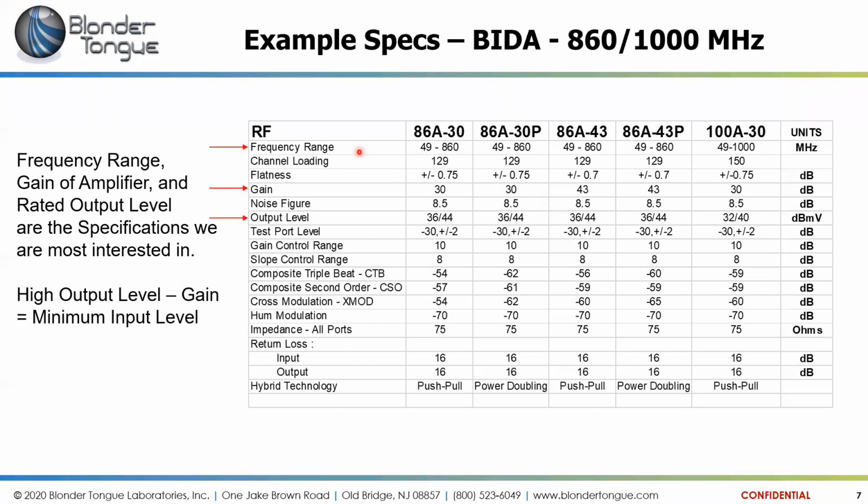So anyway, the frequency range, the gain, and the output level, and thus figuring out from the output level and the gain what the input level is, those are the most important specs for amplifiers that we need to look at when designing a system, when troubleshooting a system, to know how things should be set up.